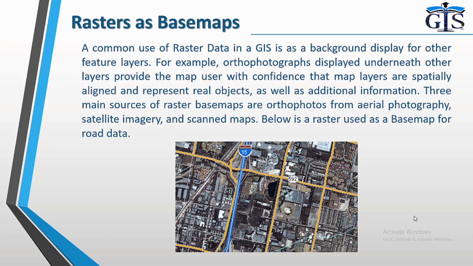Below is a raster used as a basemap for road data. In here, we can see the road line, and as a background, we have this basemap, which is a raster data. By using this basemap, we can easily understand the road line of our this vector data is accurate spatially.